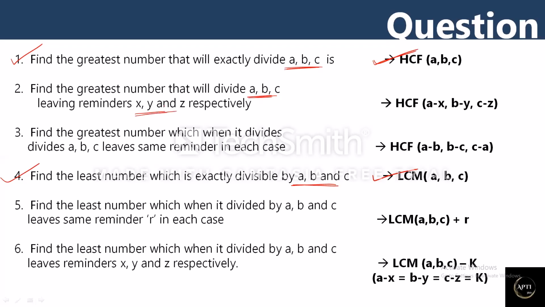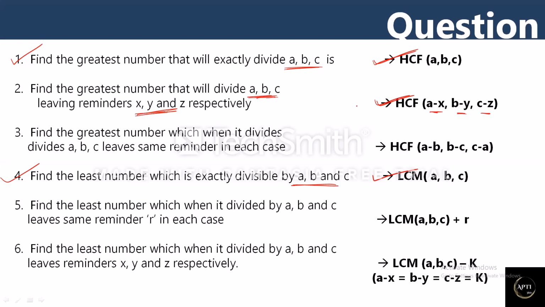This means when we divide 3 numbers by a number and we get 3 different remainders, we need to calculate the highest common factor of A minus X, B minus Y, C minus Z. Here they will give you the values of A, B, C and X, Y, Z. So it's better if you remember or make a note of these 6 applications. Most probably, if they want to give questions on applications of LCM and HCF, the question will come either from the previous video's type of questions or from this type.